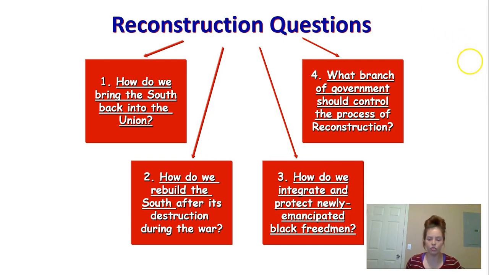All right, so we have four main questions that we can ask ourselves when we study Reconstruction. The first one being, how do we bring the South back to the Union? What does that process look like? What do we do? Do we punish anybody? So looking into that process.